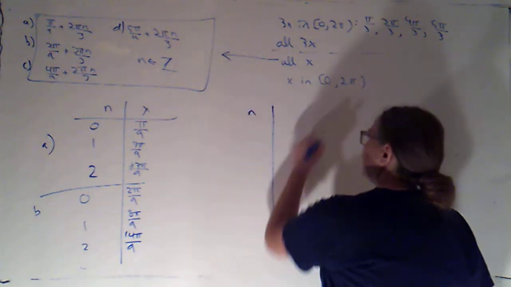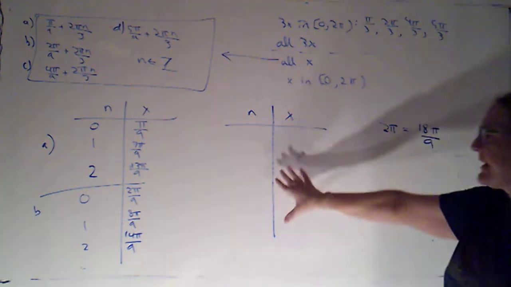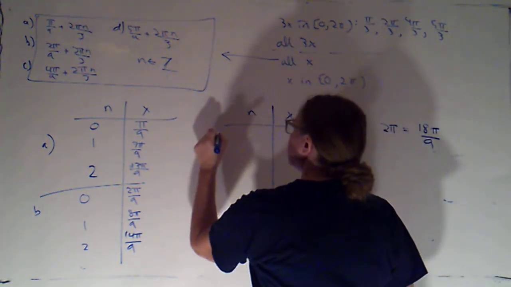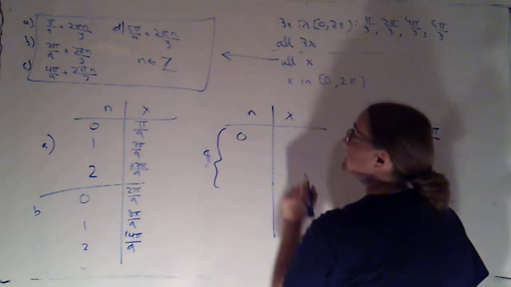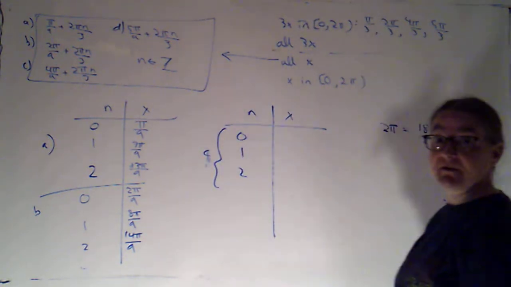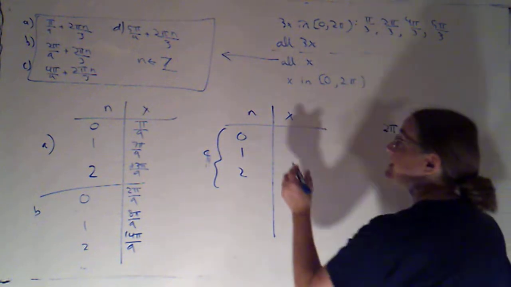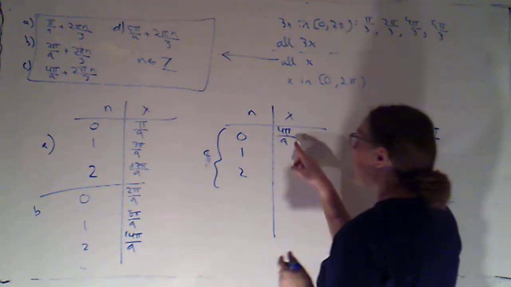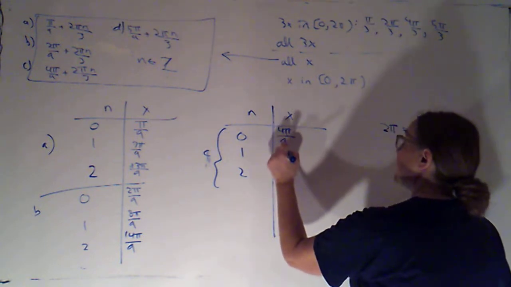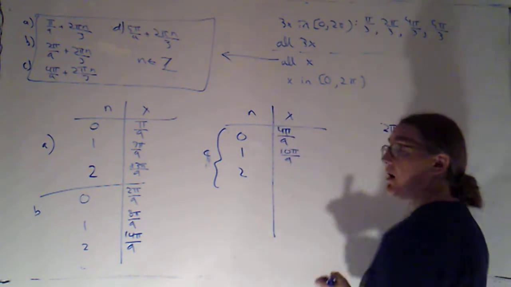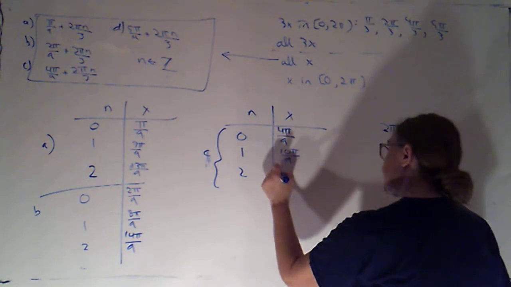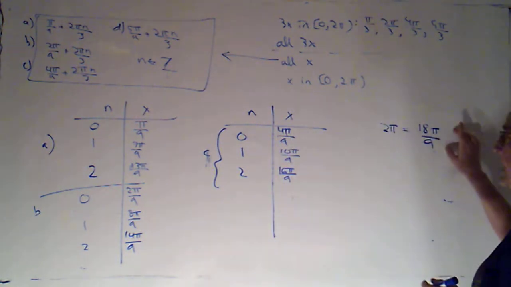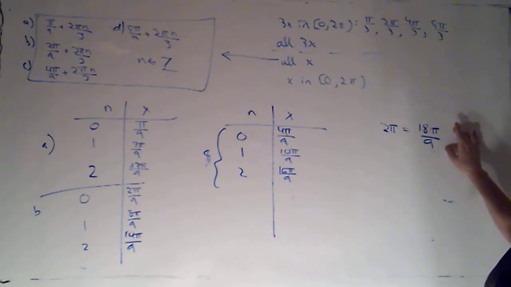So, n and x. The table's not absolutely necessary, it just helps me keep track of where things are coming from. So, with C, I'm expecting to get an answer for n equals 0, 1, and 2. So if n is 0, we're at 4 pi over 9. If n is 1, I'm adding 1 copy of 6 pi over 9 to that, so that's 10 pi over 9. If I add another 6 pi over 9, that's 16 pi over 9. If I were to go one more time, I'd be bigger than 18 pi over 9.